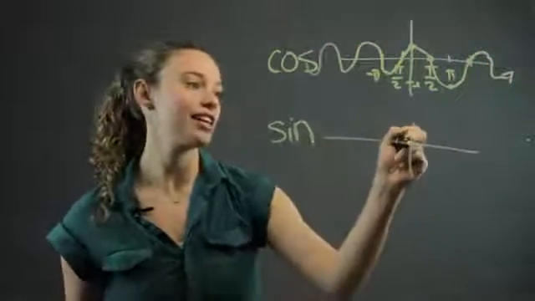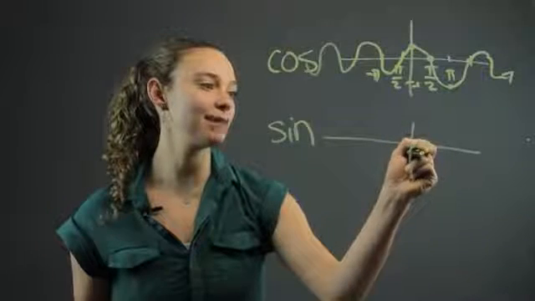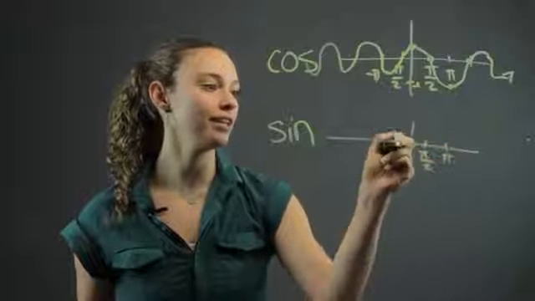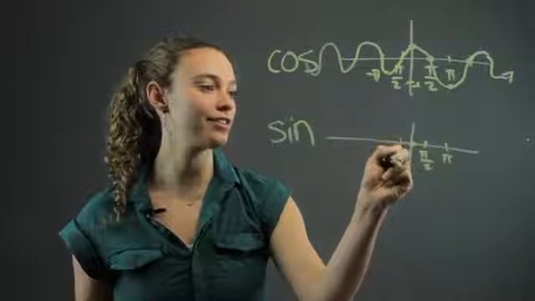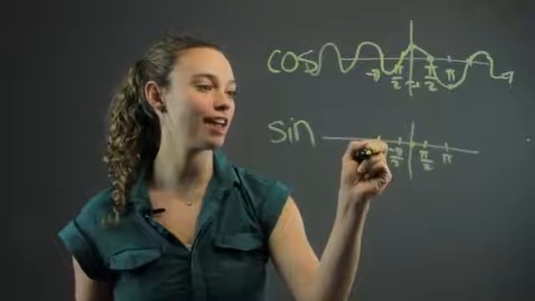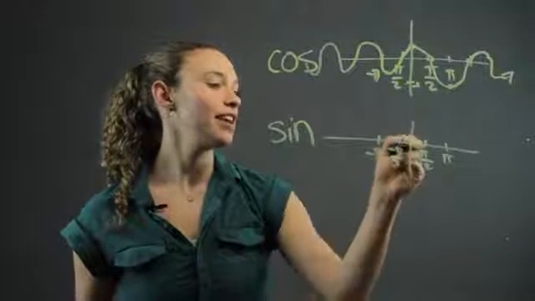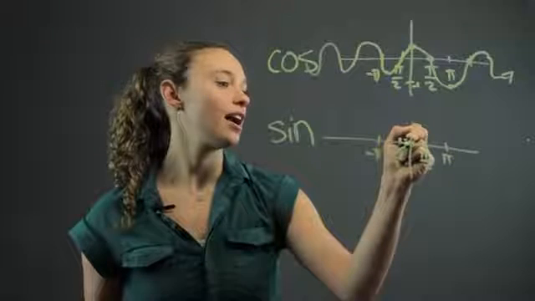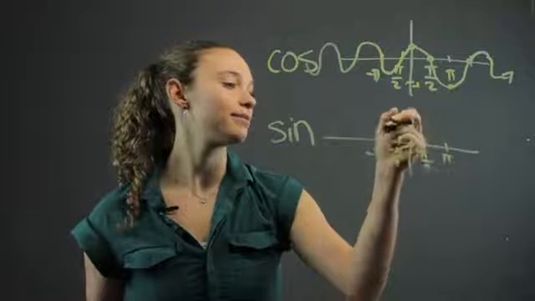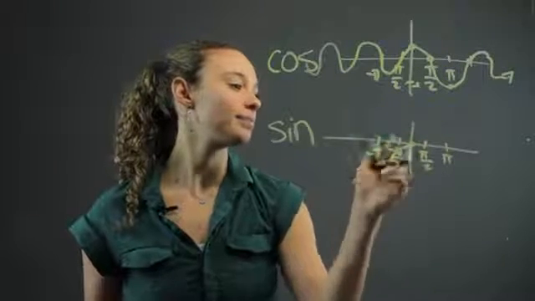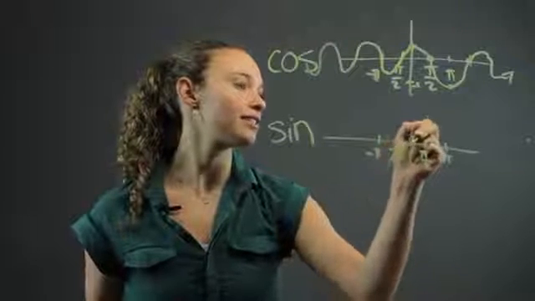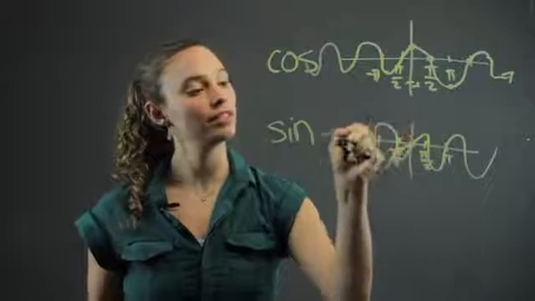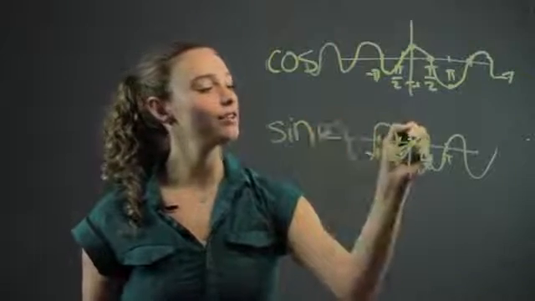Sine, on the other hand, intercepts the origin, and again, keep the same increments, pi over 2, pi, negative pi over 2, and negative pi. So it intercepts the origin, so it's actually going to intercept like this, right? As long as it goes through the origin.